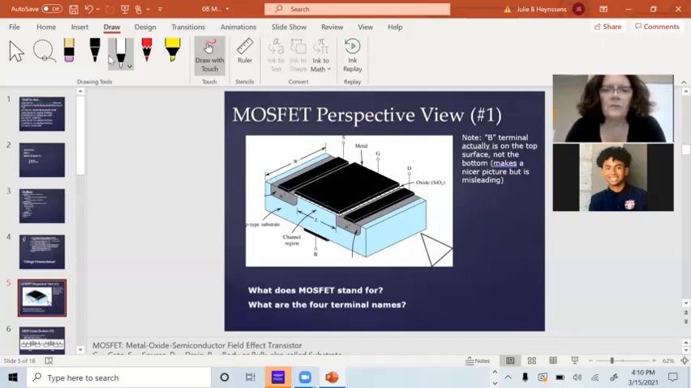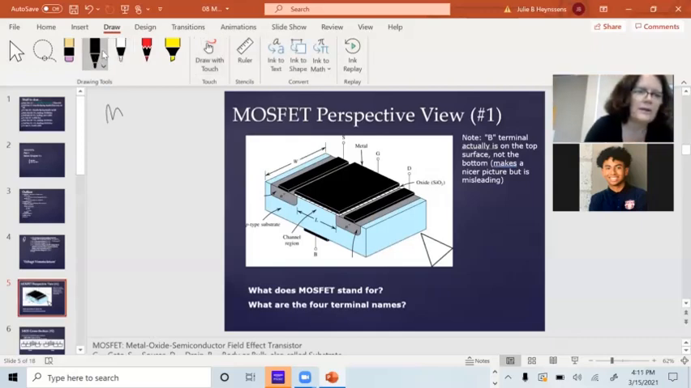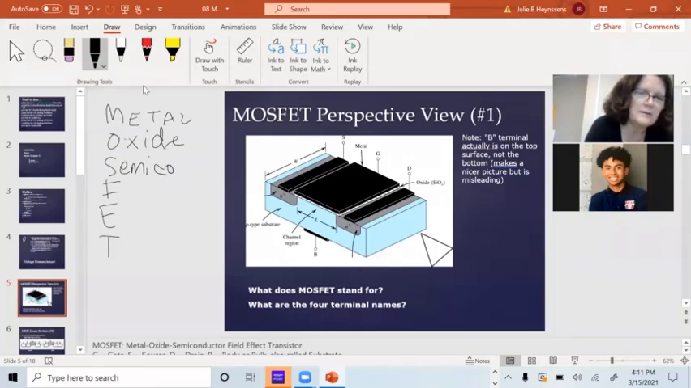So it's a 4-terminal device. What does MOSFET stand for? Let's see if I can write. Oh, yay, I can write. MOSFET: Metal, Oxide, Semiconductor, Field Effect Transistor.